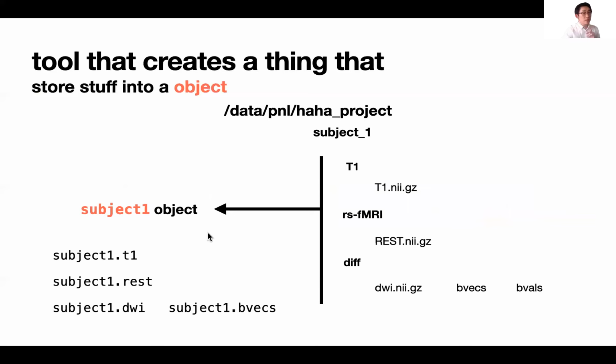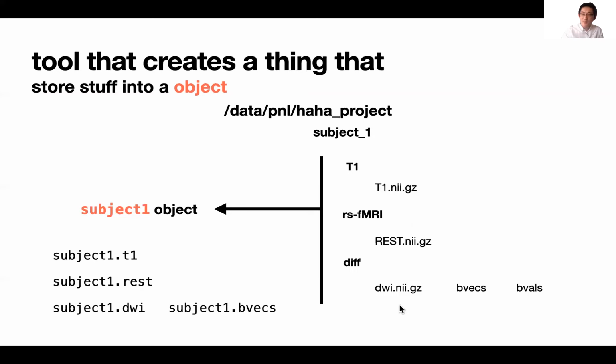Again, this single variable that I'm going to create, I'm going to call subject1, and it will have the T1 NIfTI path, which is in /data/pnl haha project, and then subject1 and T1 and the T1 NIfTI. I want to store that information here, as subject1.t1, and the rest against, let's say, the PNL haha project, and in there, here. And the same goes for DWI and DVEX.